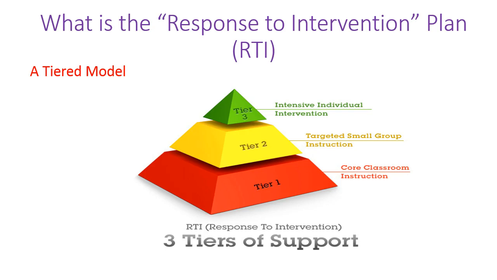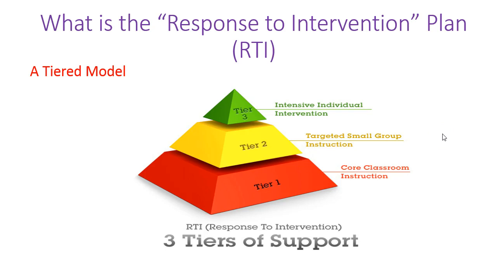You may have heard of this as the RTI, or the tiered model, or the tiers of reading intervention. But in case you haven't, just a quick little review of this. RTI is a three-tier way of thinking about reading intervention, with Tier 1 being the least restrictive, up to Tier 3 being the most intensive and the most restrictive.